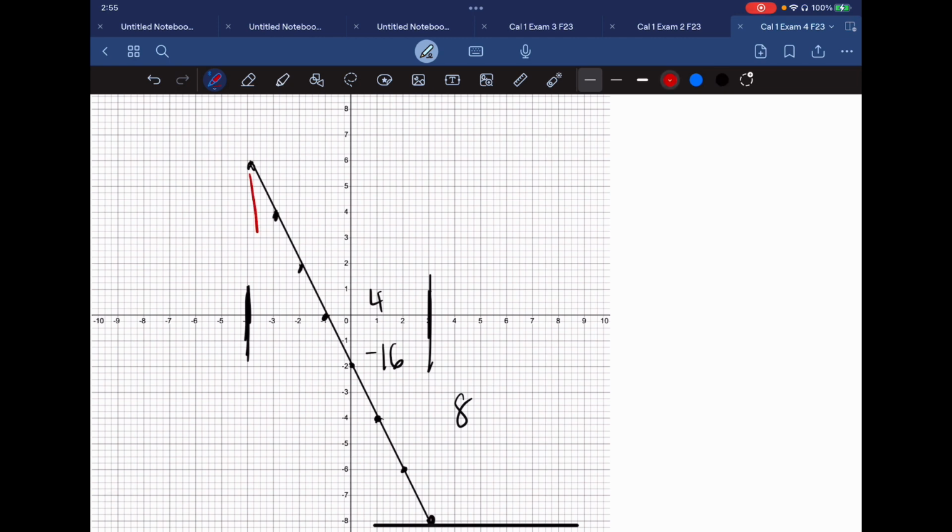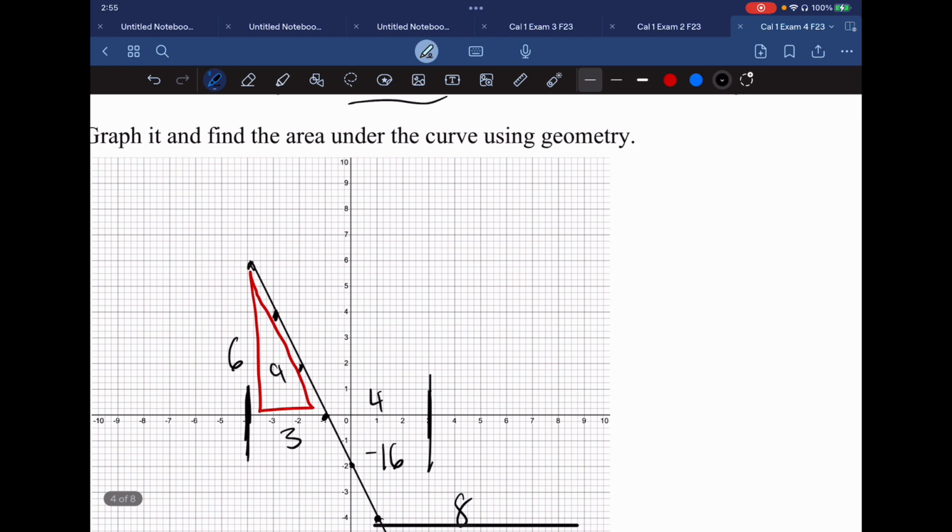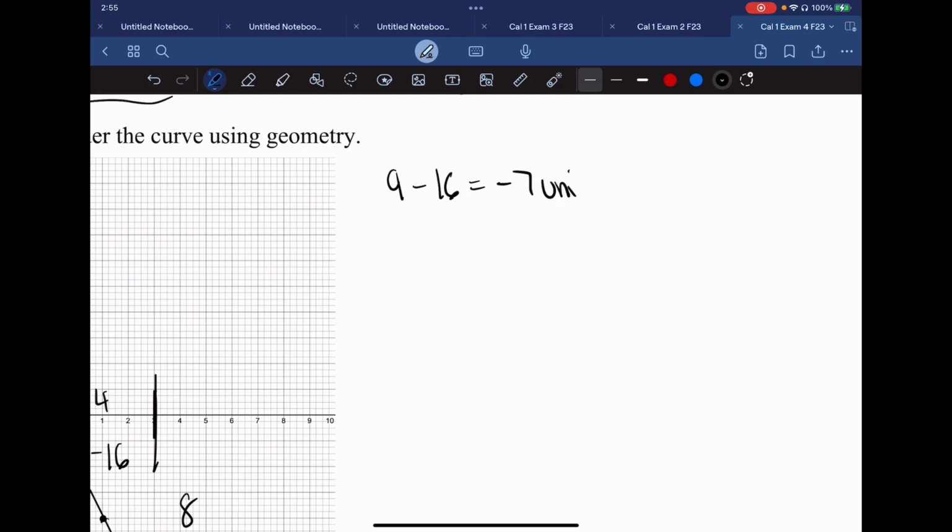And for this, the area under here is going to be made up of a height of 6, length of 3, and that's going to be 18 divided by 2, which is going to be 9. And so 9 minus 16, that's going to equal negative 7, and then units squared.